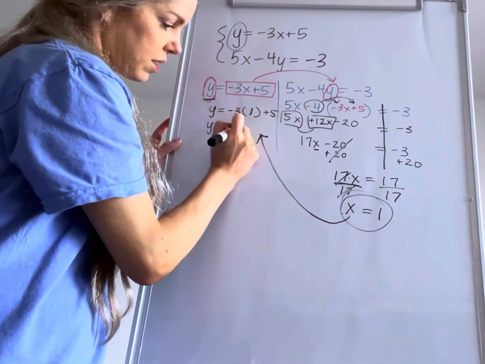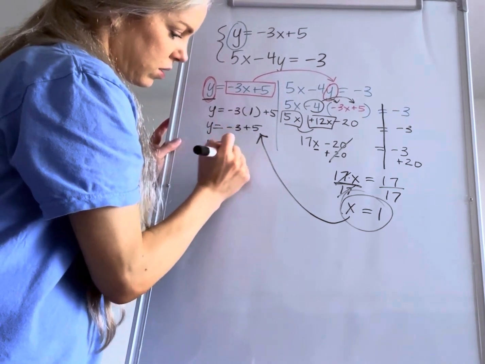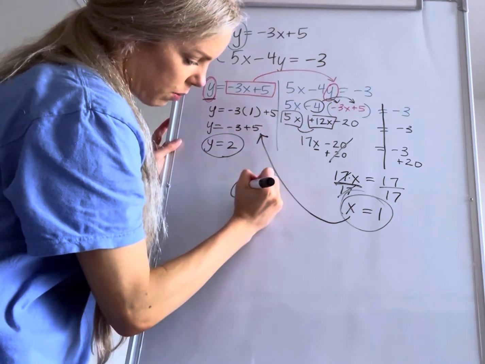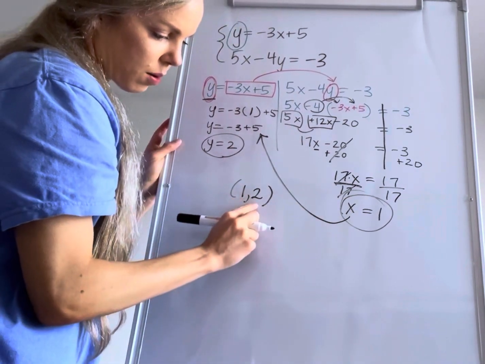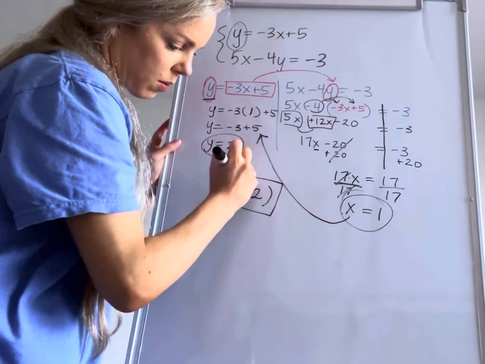Negative 3 times 1 is negative 3, plus 5 is 2. So x equals 1, y equals 2. And we write our solution as an ordered pair, x comma y. And so the solution is 1 comma 2.